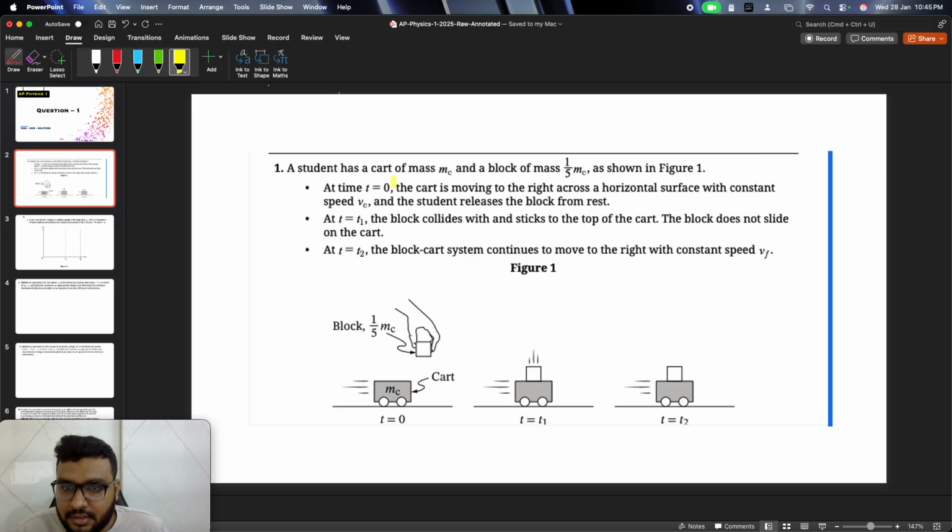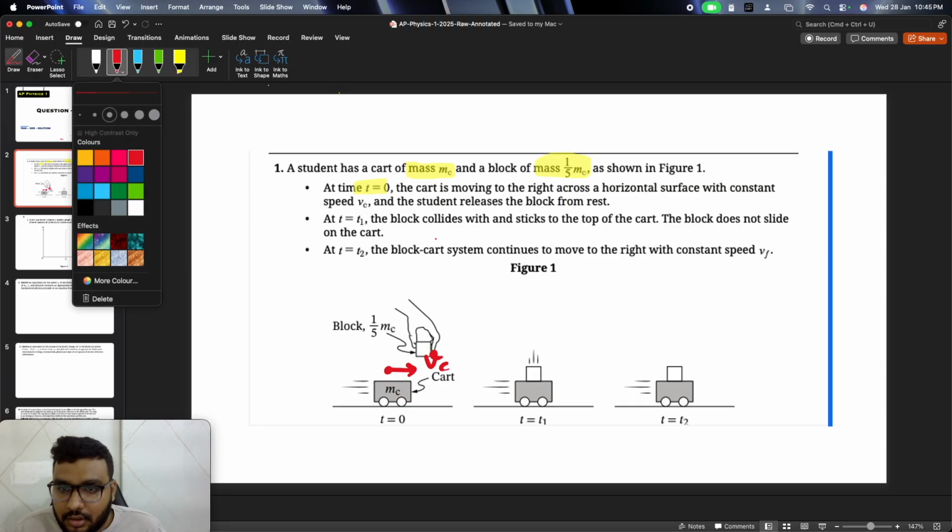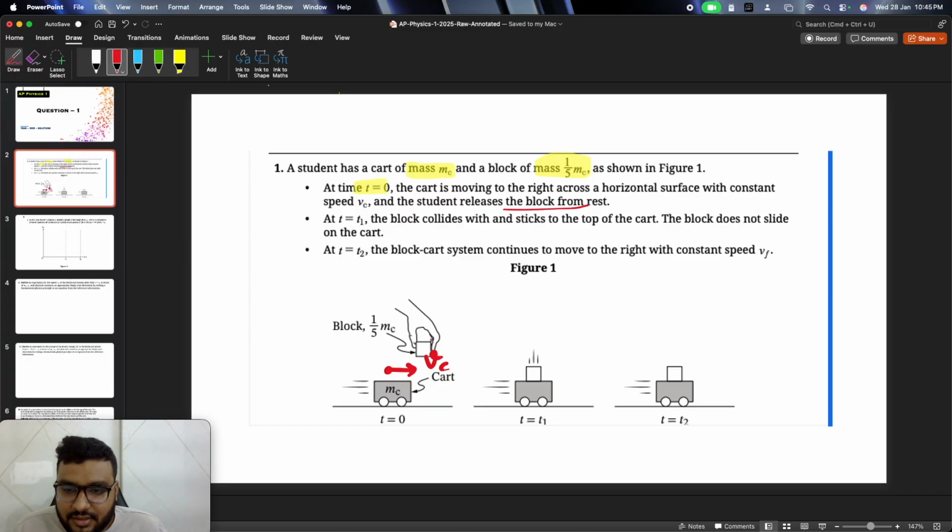Okay, let's read. So a student has a cart of mass mc and a block of mass 1/5 mc. So this is 1/5 and this is what we have as mc. At time t equals 0, the cart is moving to the right across a horizontal surface with constant speed vc. So let's write here that this cart is moving in this direction with a velocity vc. The student releases the block from rest, and at time t equals t1, the block collides with and sticks to the top of the cart.